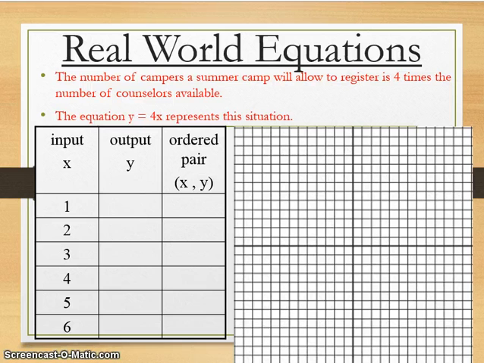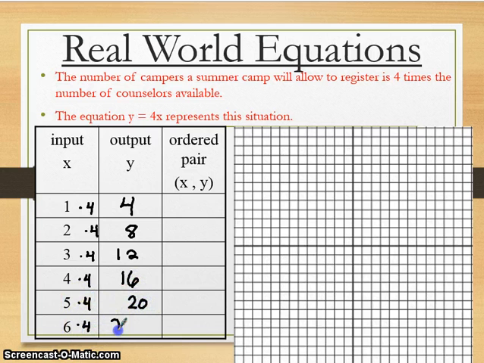Let's look at a real-world example. We looked at this real-world example earlier when we were talking about how to create the table. It says the number of campers a summer camp will allow to register is 4 times the number of counselors available. In other words, the equation y equals 4x represents this situation. So if we multiply x by 4, we can generate the y value. Together, the inputs and outputs create the ordered pairs that we can then graph.